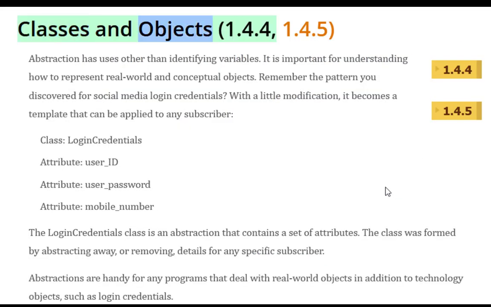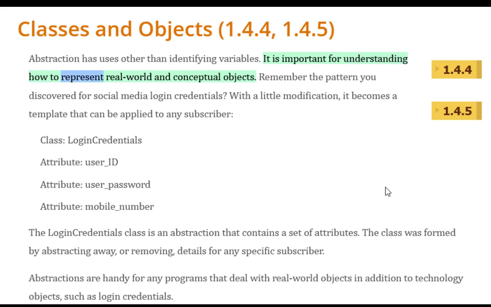Classes and objects. Abstraction has uses other than identifying variables. It is important for understanding how to represent real-world and conceptual objects. Remember the pattern you discovered for social media login credentials? With a little modification, it becomes a template that can be applied to any subscriber.